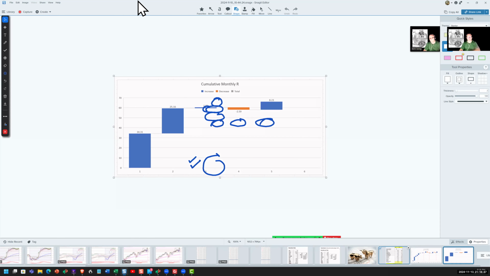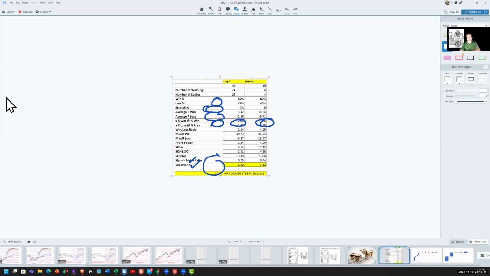There was another one that was briefed. This was looking at 46 days' worth of trading. So that's 2 months of daily trades expressed over 10 weeks. The number of winning days was 24. The number of losing days was 22. So that's basically a coin flip, 52 to 48.